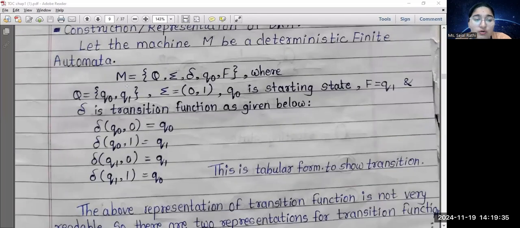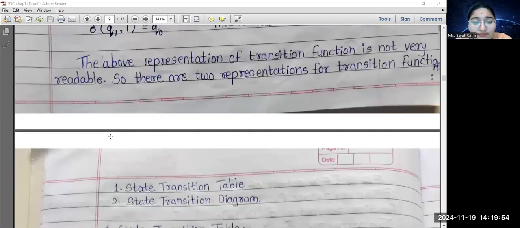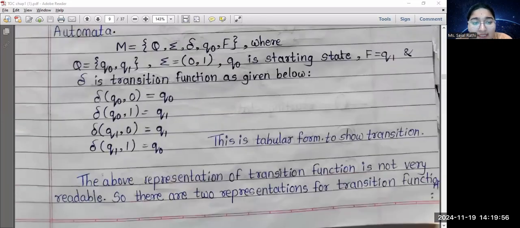So Q0 and Q1 are the states. Sigma is 0 and 1, that's the input set. Q0 is the starting state and Q1 is the final state. And the transition mapping, as given below, is delta of Q0, 0 equals Q0.